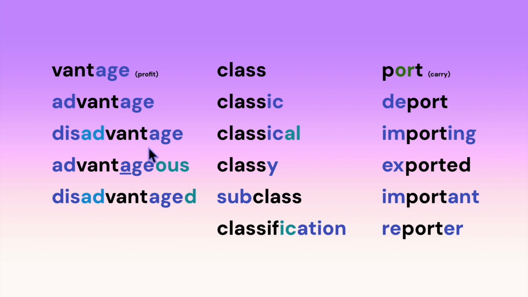Let me point that out again. We have advantage versus advantageous. Disadvantaged. Here's our root class. Classic, classical, classy, subclass, classification. Port is a root that means carry. OR says or. So we can start adding prefixes and suffixes. Deport, importing, exported, important, reporter.